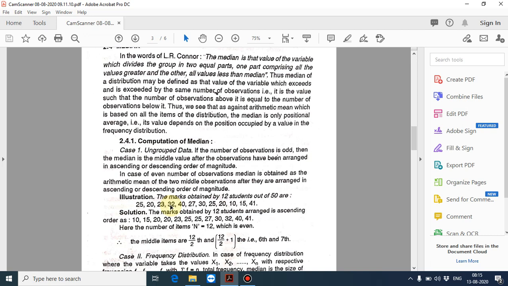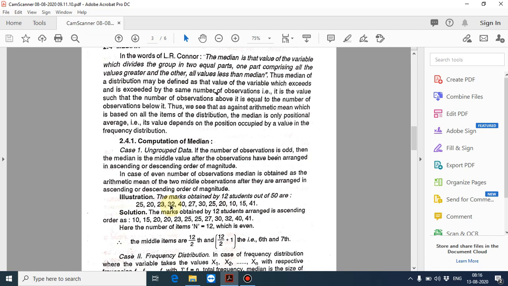So this is the solution. The marks obtained by the 12 students are arranged in ascending order. Ascending order means from smaller to bigger. So, see, we have arranged the values from smaller to bigger: 10, 15, 20, 23, likewise up to 41. Here the number of items is n equal to 12, which is even.